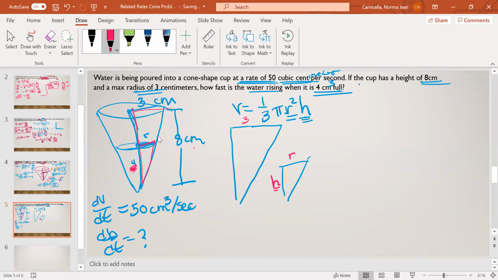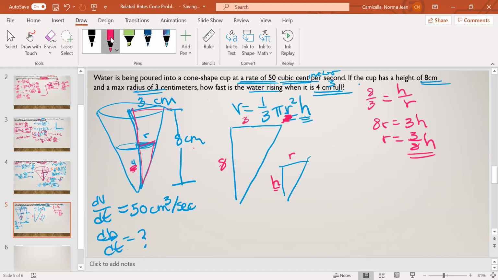So you put 3, and then we know this is 8. So I'm going to go ahead and use 3 is to 8, or 8 is to 3. You pick. 8 is to 3 as H is to R. So that means I'm going to have 8R equals 3H. I'm trying to write this with no R, so I need to find out what the R is to replace it with in terms of H.